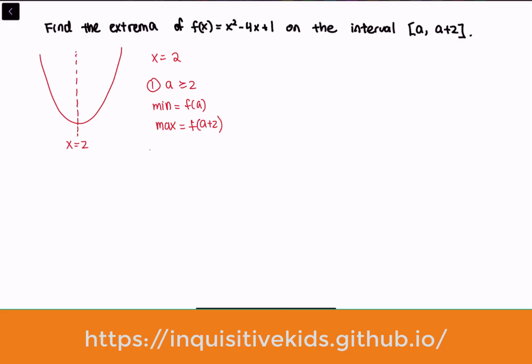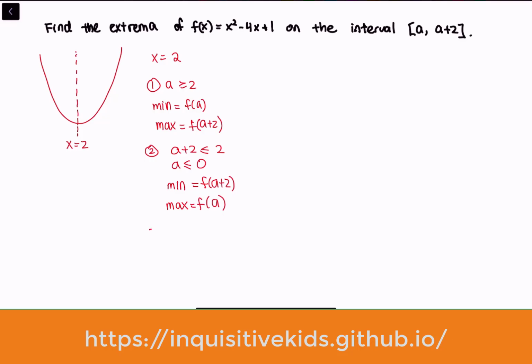Now, our next case is when a plus 2, the highest end of our interval, is less than or equal to our line of symmetry. In this case, we can further simplify and say that this is when a is less than or equal to 0. In this case, the minimum value is equal to f of a plus 2, and the maximum value is equal to f of a. This is because, in this case, the function is always decreasing. The higher the input gets, the lower the output gets.